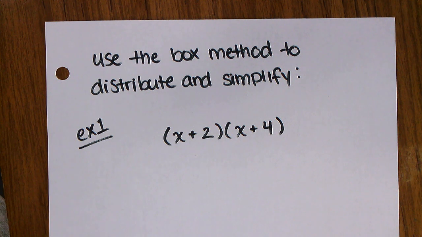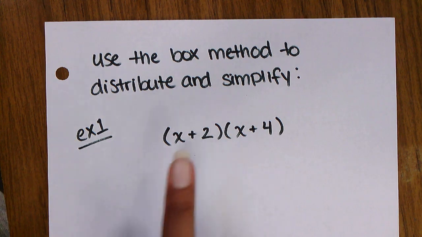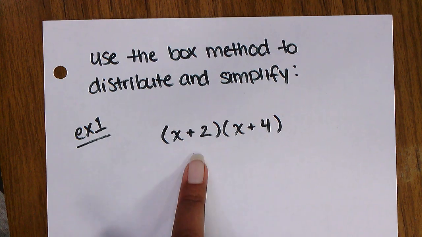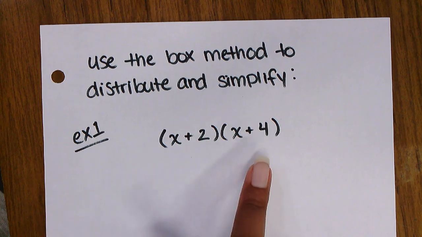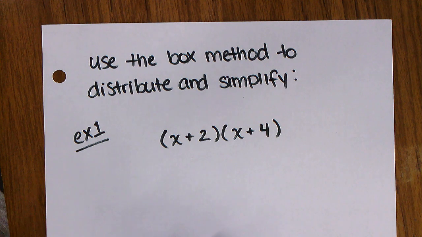This problem says to use the box method to distribute and simplify. So here we have a polynomial. We have a binomial times a binomial, so a polynomial with 2 terms multiplied by a polynomial with 2 terms as well. And we want to multiply them. So here it says use the box method.